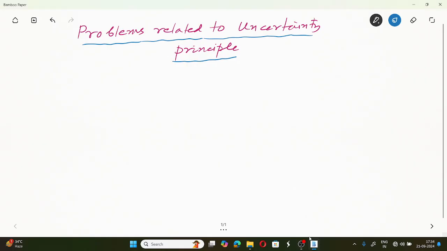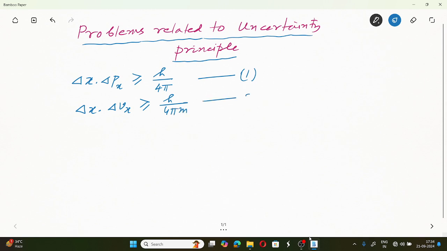So, in this class, we shall be discussing some problems related to Heisenberg's uncertainty principle. Now, we already know the three major forms of the uncertainty principle. Delta x, delta px greater than or equal to h by 4 pi. So, this is equation 1. We also know that delta x into delta Vx greater than or equal to h by 4 pi m. So this is the second form.